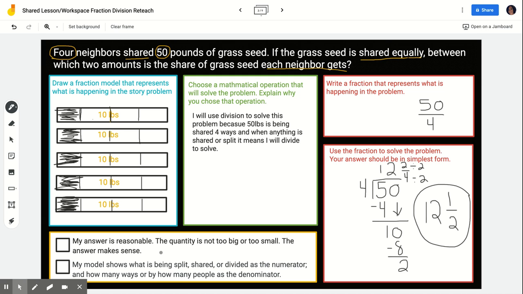So it says my answer is reasonable. The quantity is not too big or too small, and the answer makes sense. If 4 people were sharing 50 pounds, could each neighbor get 12 pounds? Yes, it's not too big or too small. Now I'm double checking that my model shows what is being split, shared, or divided as the numerator. Yep, 50 pounds of grass seed. And how many ways as the denominator? Yep, 4 ways. So it all checks out.